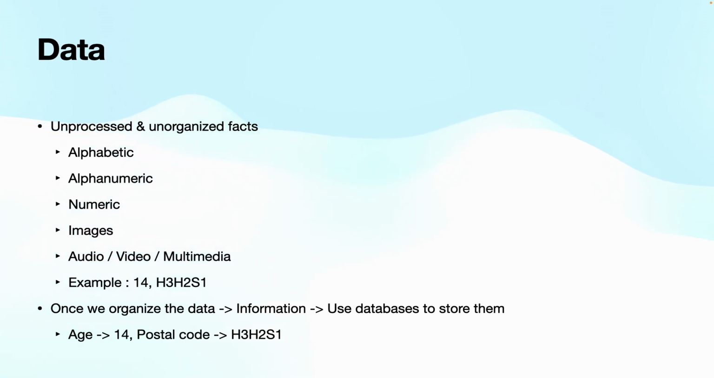Once we organize the data, it becomes information, and we use a database to store that information. So age is 14. H3H 2S1 is a postal code. So it gives us a clear meaning, right? So we'll be storing this information in the database.